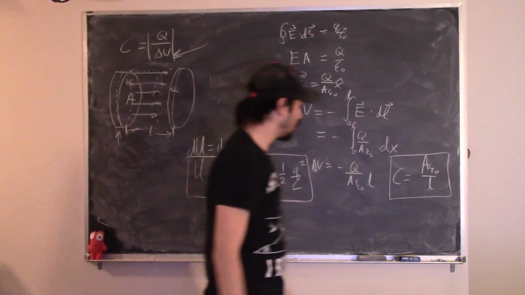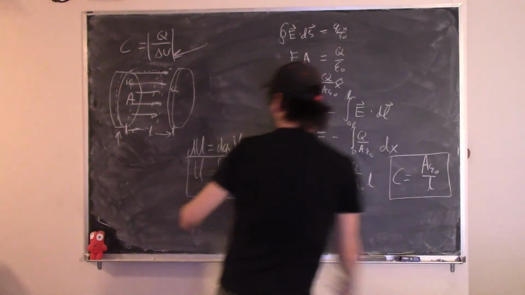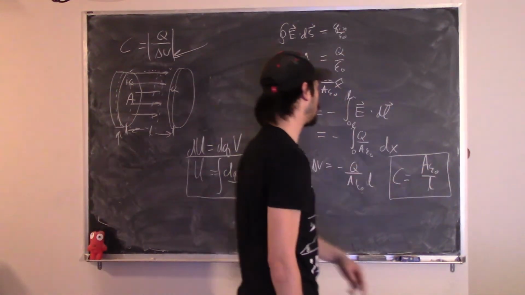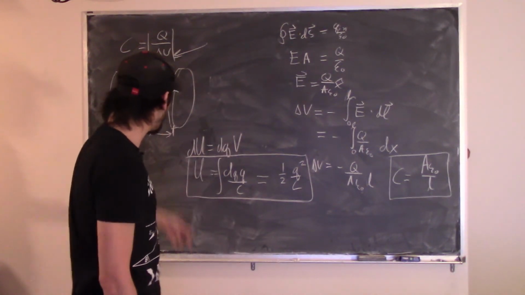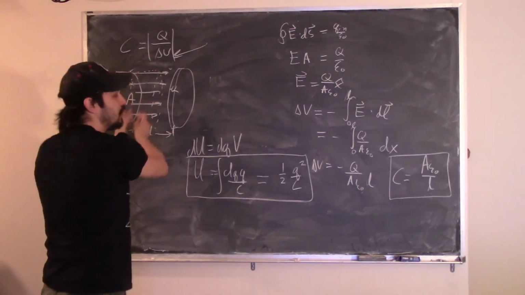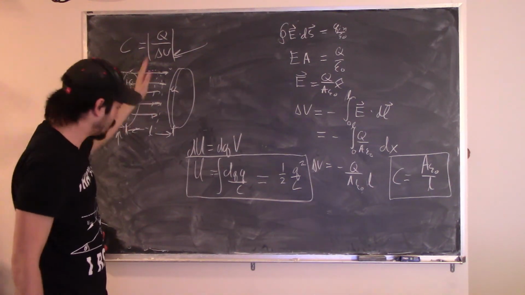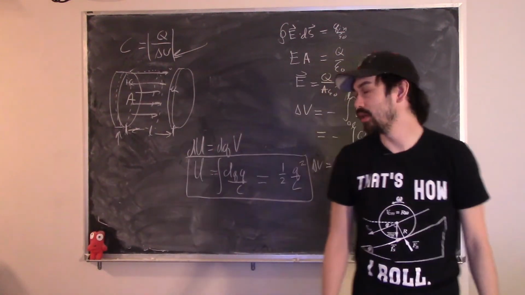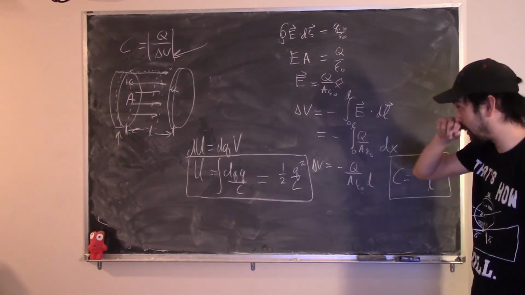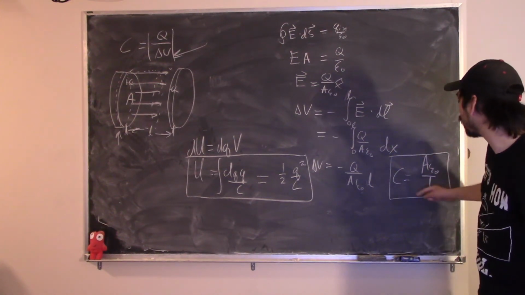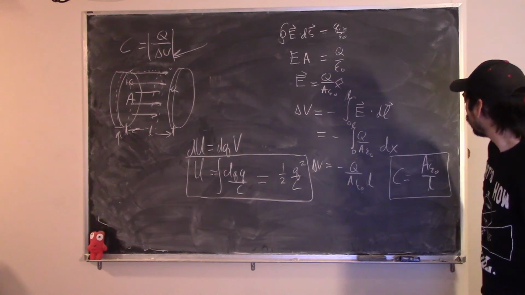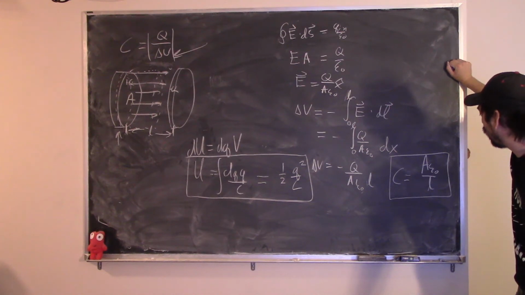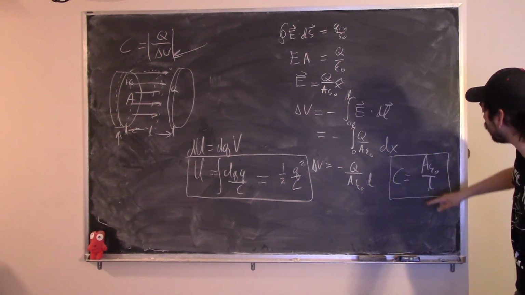This is an interesting result because what it tells us is that the larger the plates, the more capacitance. The smaller the distance between these, the larger the capacitance. And then we have this permittivity of free space that's coming along for the ride here. What we did here was we assumed that this is a vacuum, but we could also put some material in between here, like a piece of plexiglass or some other insulating material. And that would also change what the capacitance is.